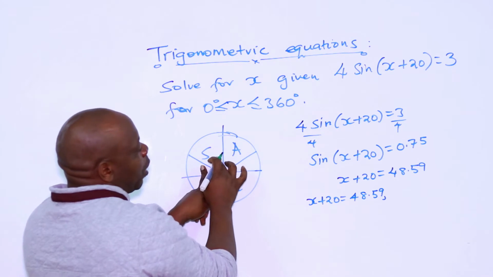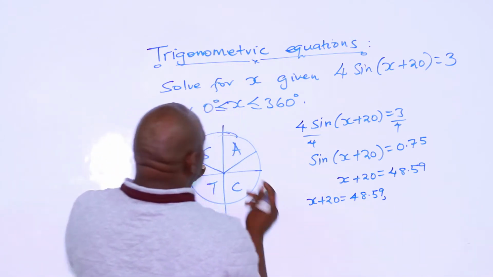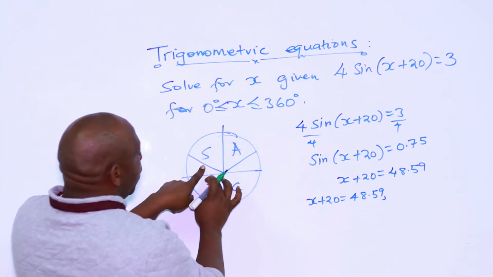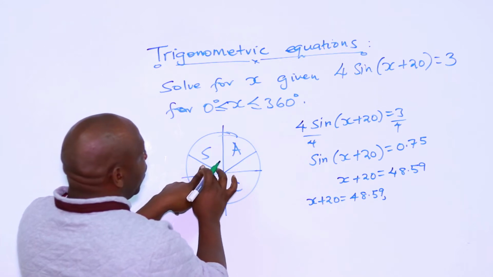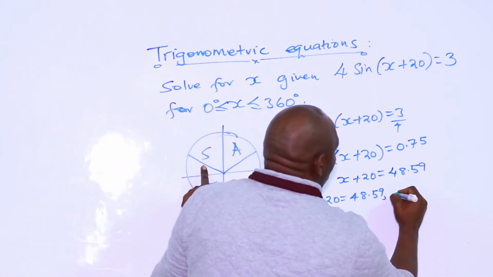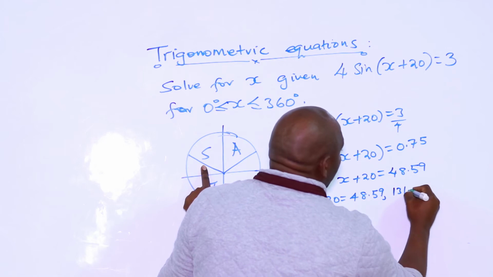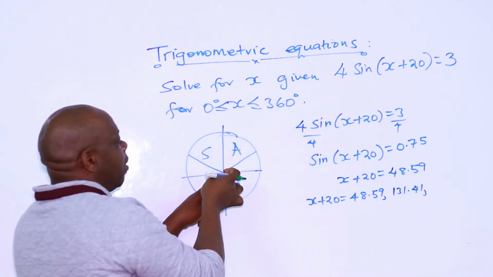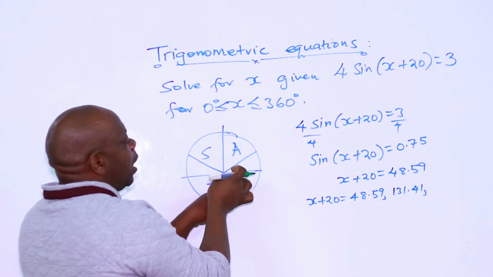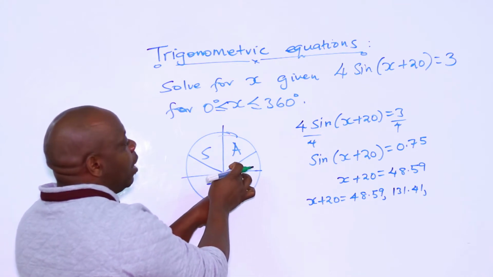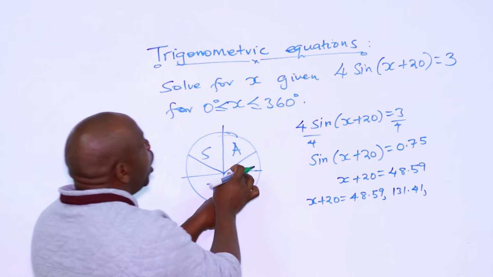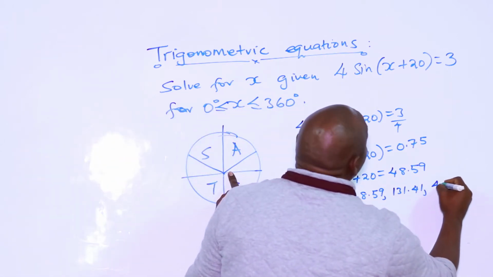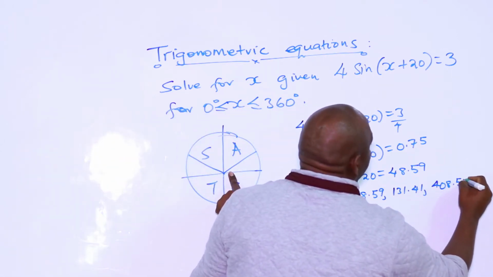In quadrant number 2, it will be 180 minus 48.59 to get 131.41. If you take one whole turn, that is 360, you add to the first quadrant again, 48.59, you get 408.59.